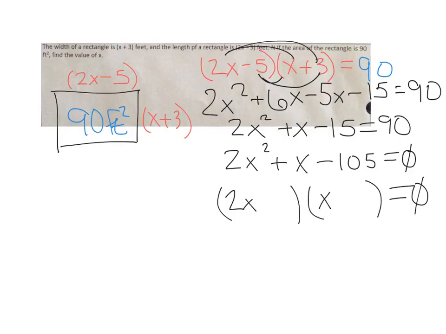So let me list off some factors of 105 for you. You could have 3 times 35. You could have 5 times 21. You could have 7 times 15. You know you have opposite signs, and you want it to add to 1. I see one here that will work.